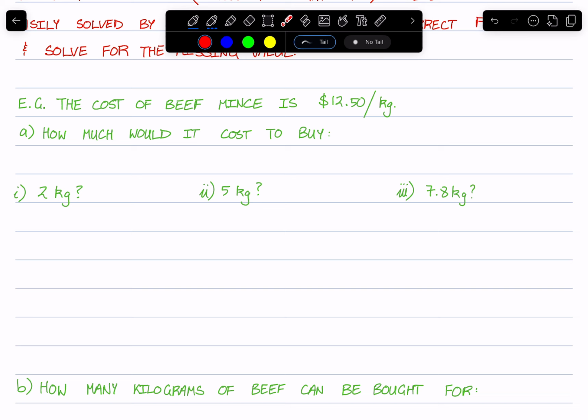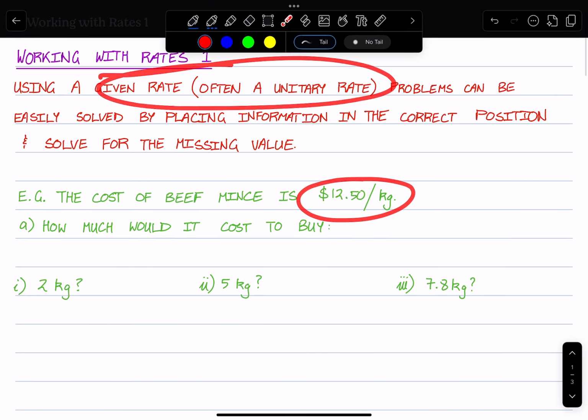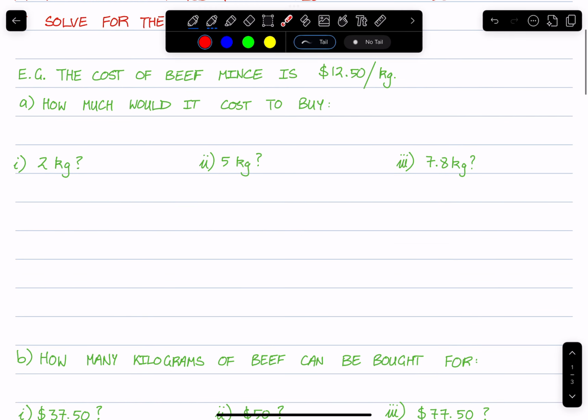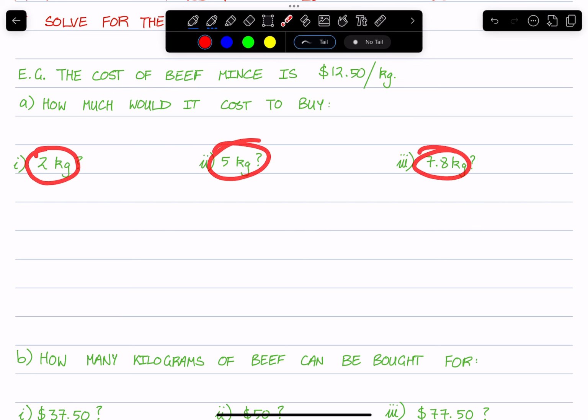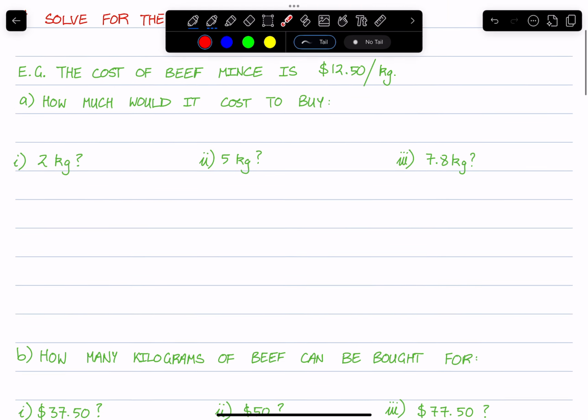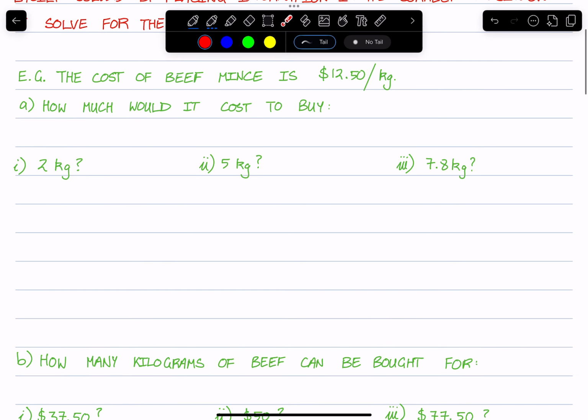So here we have the cost of beef mince being $12.50 per kilogram. So here is our given unitary rate. And the question becomes, how much would it cost to buy 2 kilos, 5 kilos, or 7.8 kilos? Now, what I'm about to show may seemingly overcomplicate problems for you, but it makes hard problems easier later.